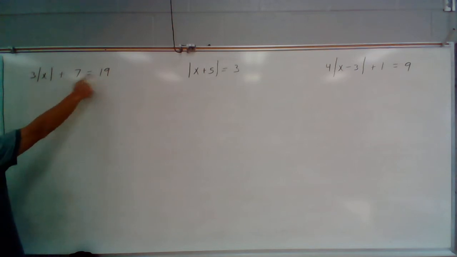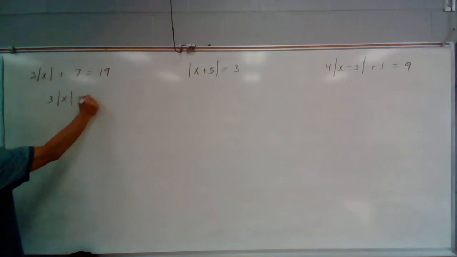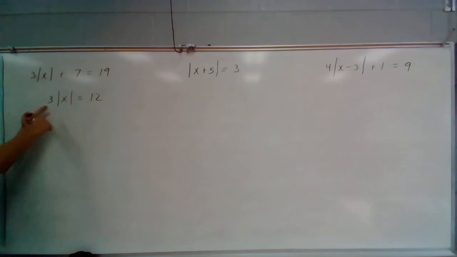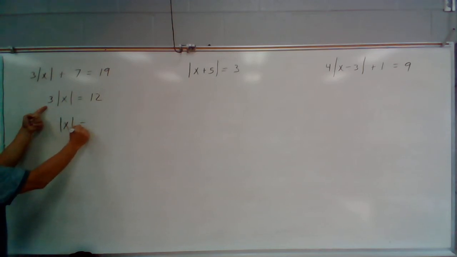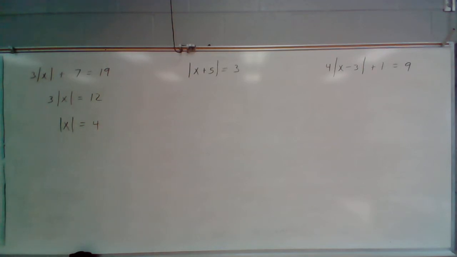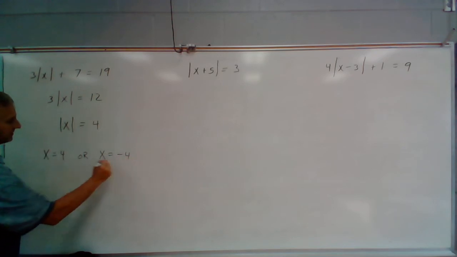So step number 1, subtract 7 from both sides. Now we'll get 12. We're going to get rid of the 3, so I'm going to divide both sides by 3. This means multiply here, 3 times absolute value of x, so divide both sides by 3. I get the absolute value of x is equal to 4. And then we know that this has 2 solutions. x equals 4, or x equals -4.